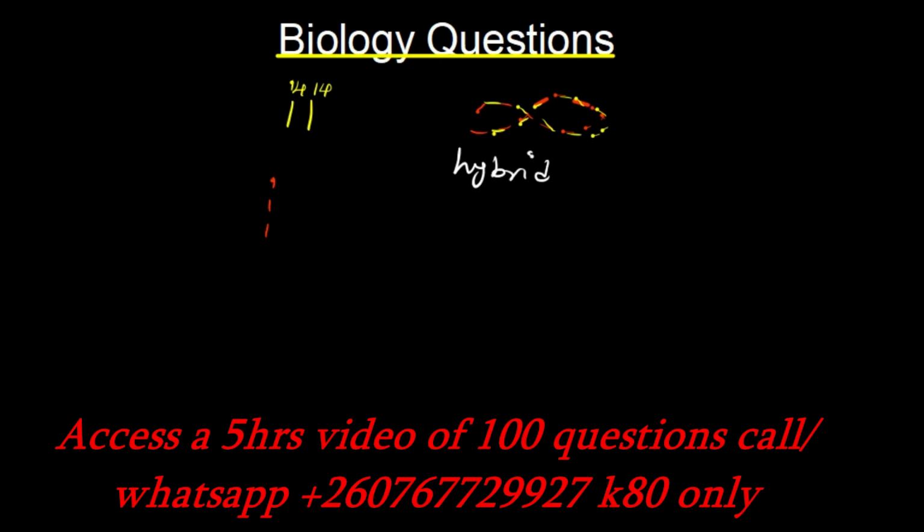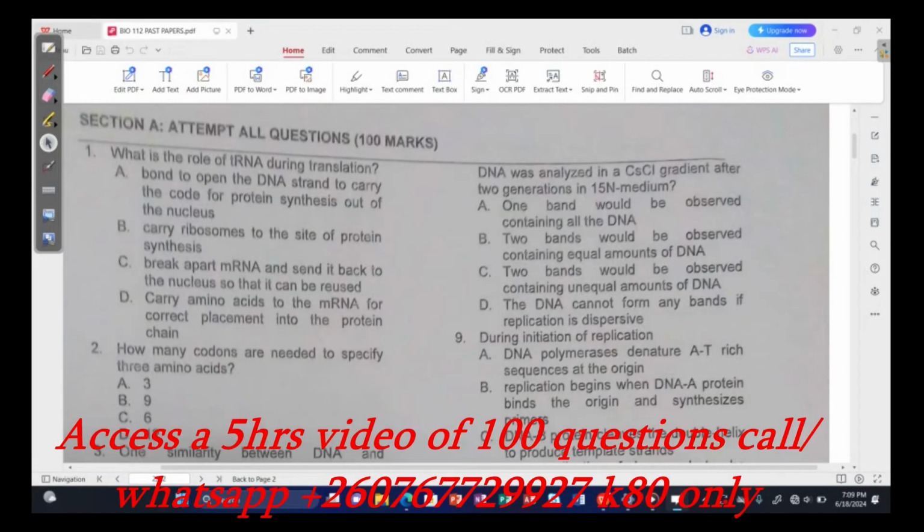That is, each new strand should contain both old as well as new material in the same strand. The same with this other strand. It would have been dispersive. So let's see if we have an option which says a hybrid. A is saying one band would be observed containing all the DNA. How true is that? So it's saying that one band would be observed containing all the DNA.